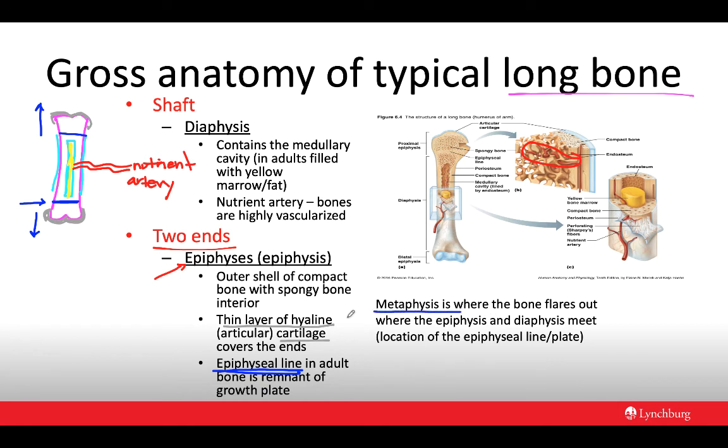This metaphysis is going to be this area here. So metaphysis and metaphysis there, and it basically is where the bone kind of flares out as we're going from the diaphysis into the epiphyses on each end. So that's going to be the metaphysis. It's going to be in between.